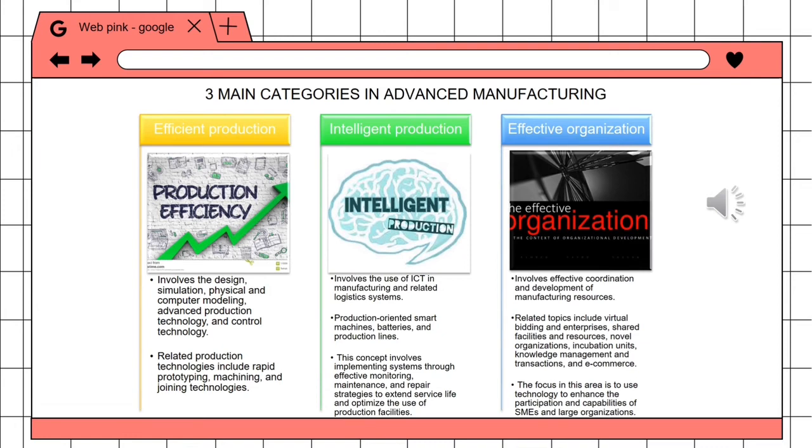of production facilities. Third, effective organization involves effective coordination and development of manufacturing resources. Related topics include virtual enterprises, shared facilities and resources, novel organization, incubation units, knowledge management, and transaction and e-commerce. The focus in this area is to use technology to enhance the participation and capabilities of SMEs and large organizations.